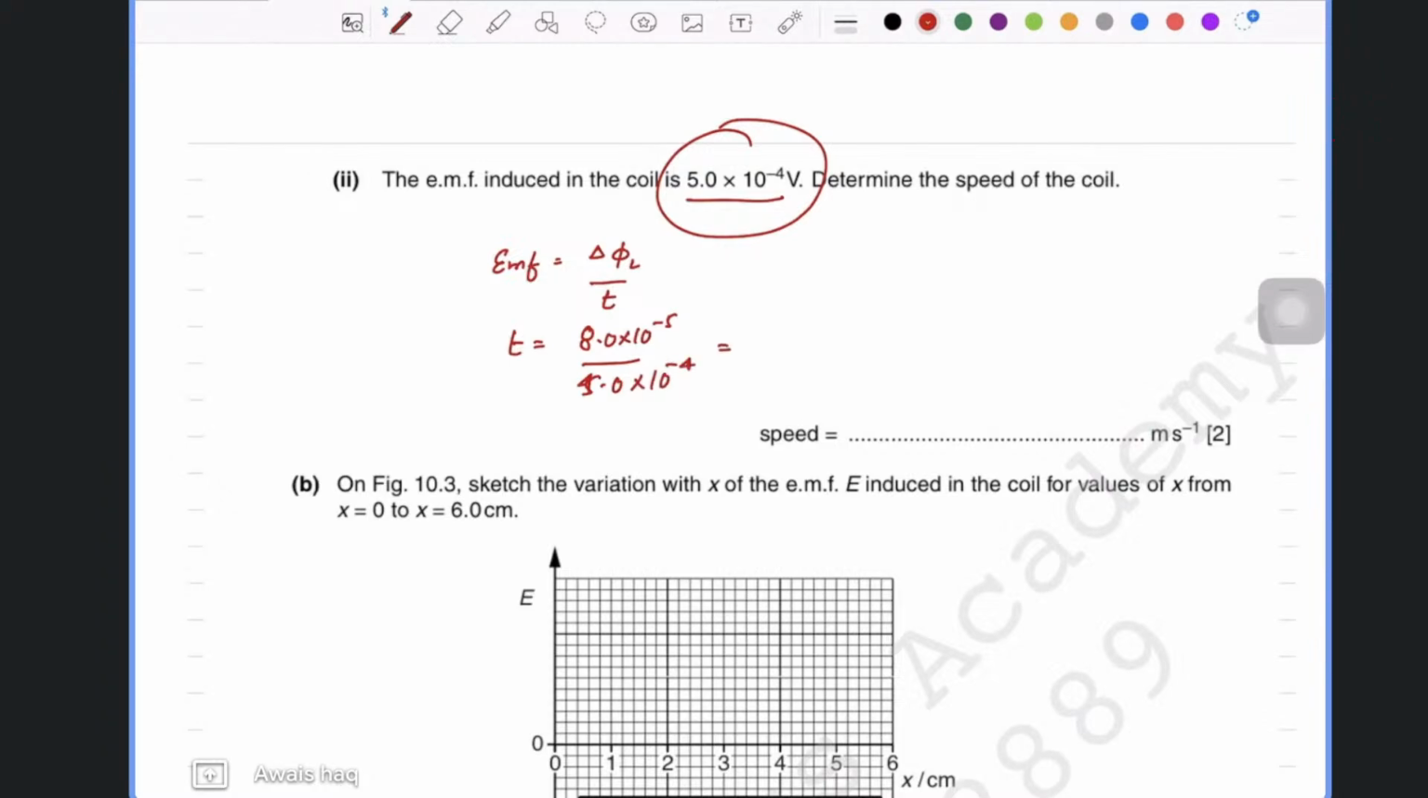What do you get? 0.16 seconds. Now speed equals distance over time. The distance was 3 centimeters, so 3 times 10 raised to minus 2, and time was 0.16. Can you find speed in meters per second then?